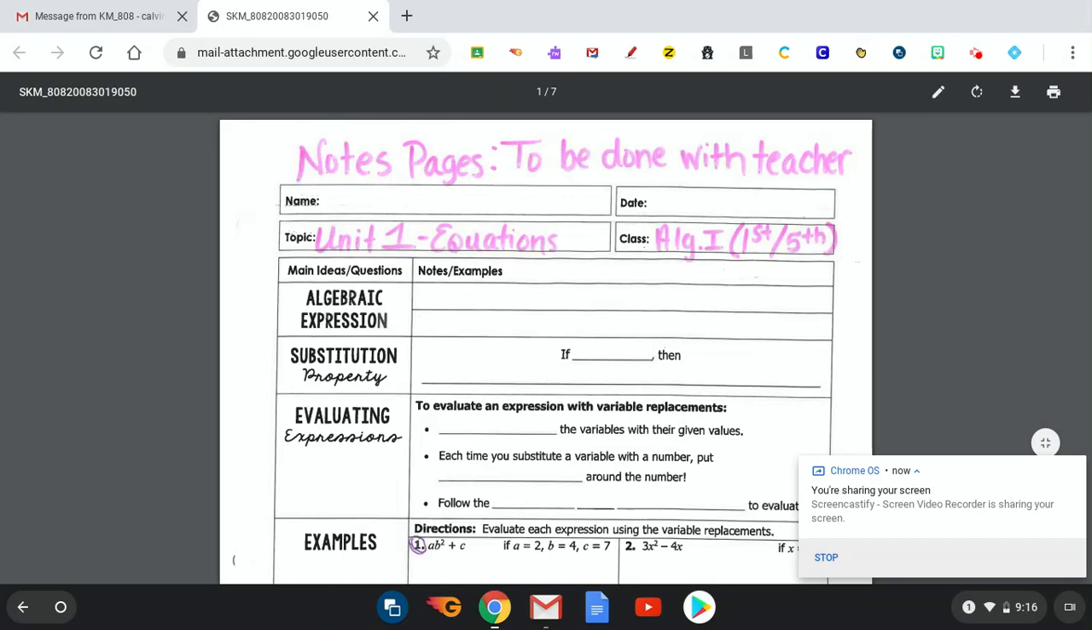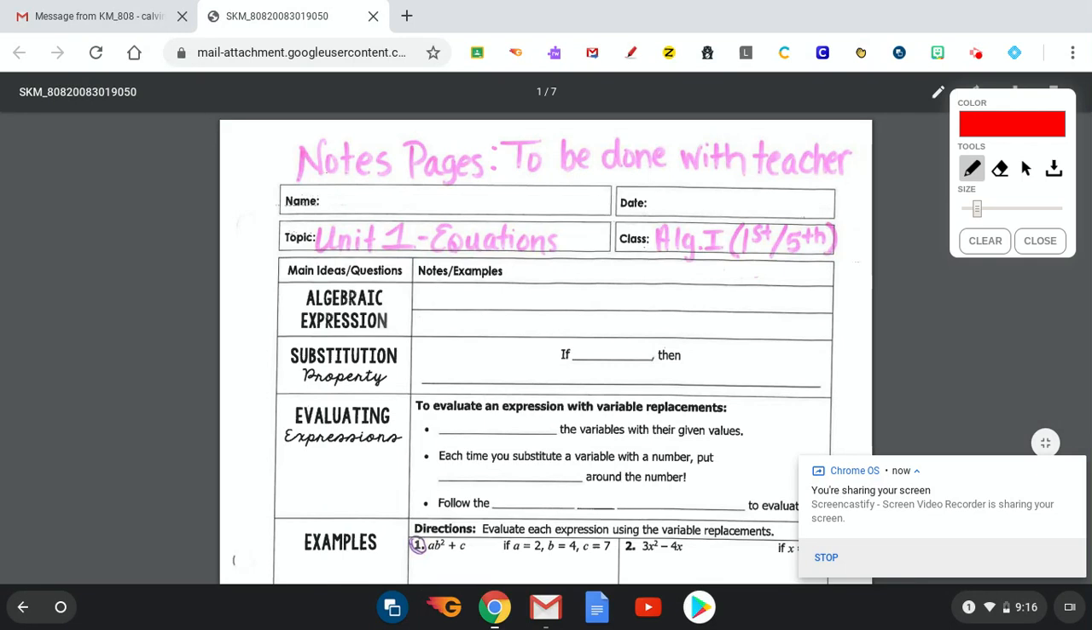So we're going to work on Unit 1, algebraic expressions, and we're also going to do some one-step equations as well. All right, so let's first just talk about what an algebraic expression is.